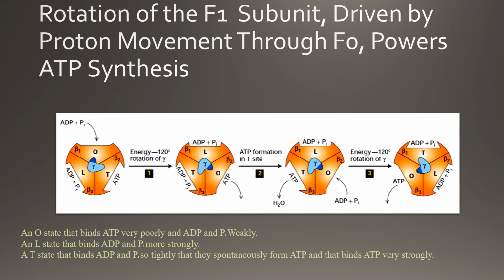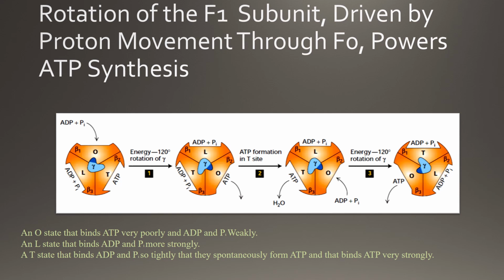This causes an increase in the binding affinity of the beta 1 subunit for ADP and Pi to L, the low state, and an increase in the binding affinity of the beta 3 subunit for ADP and Pi from L to T, tight, and a decrease in the binding affinity of the beta 2 subunit for ATP from T to O, causing release of the bound ATP.